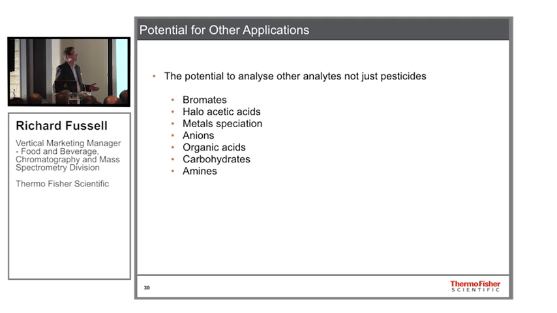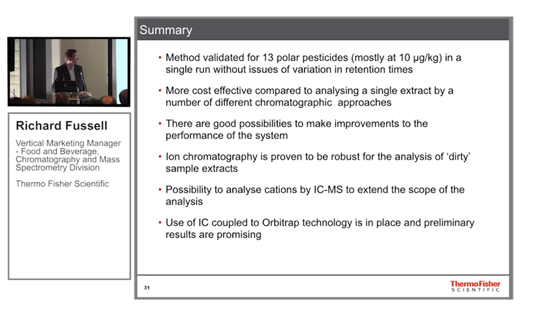And then I know that laboratories always have an issue with building the business case for a system, like, do you have enough samples to justify such a system? But you can use it for many things. I mean, some laboratories are big laboratories doing other things, so bromates, haloacetic acids, metal speciation, anions, organic acids, carbohydrates, amines. So it's got lots of potential uses in the laboratory.